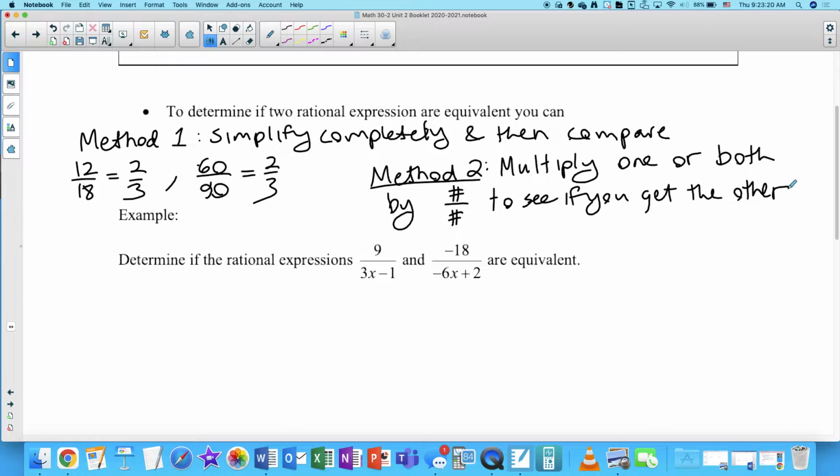Okay, so what I mean by this is if I take 12 over 18 and I multiply that by 1, it's still equal to 12 over 18. But what I'm going to do is multiply it by a different version of 1. I'm going to multiply it by 5 over 5. 5 over 5 equals 1. So I haven't changed the value, but when I do that, 12 times 5 is 60. 18 times 5 is 90, and I get the other one. Okay? So we can do that too. And as long as you can multiply the rational expression or the rational number by a version of 1 that allows you to get the other rational expression, then they are equivalent.